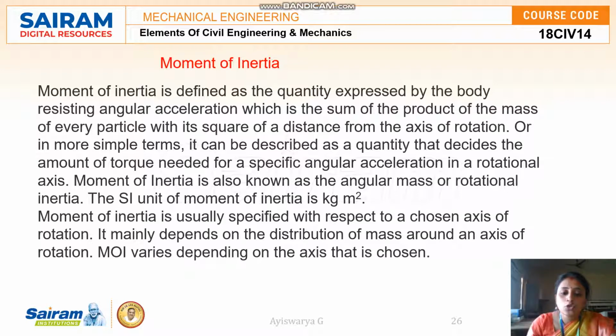It is usually specified with respect to the chosen axis of rotation, and it mainly depends on the distribution of mass around an axis. Moment of inertia varies depending upon the axis that is chosen. The unit of moment of inertia is mm^4. Guys, we are going to see moment of inertia in detail in the forthcoming presentation.